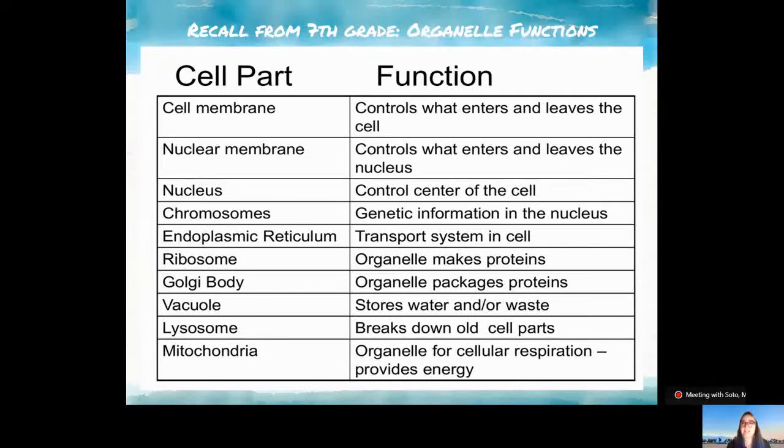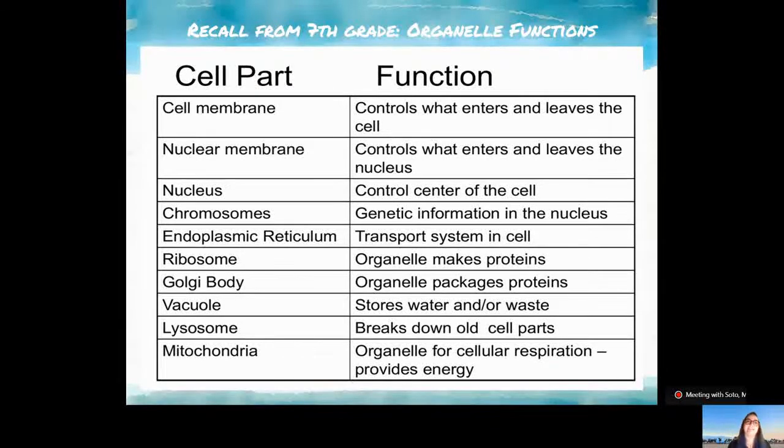Our endoplasmic reticulum is the transport system in the cell. So that's kind of like the mailman in the cell. The ribosomes are the organelles that make proteins. The Golgi bodies are the organelles that package the proteins. So think of the ribosome as all the independent sellers on Amazon. And then the Golgi bodies is the Amazon warehouse where they get packaged. And then the endoplasmic reticulum is the Amazon delivery drivers taking them where they need to go.